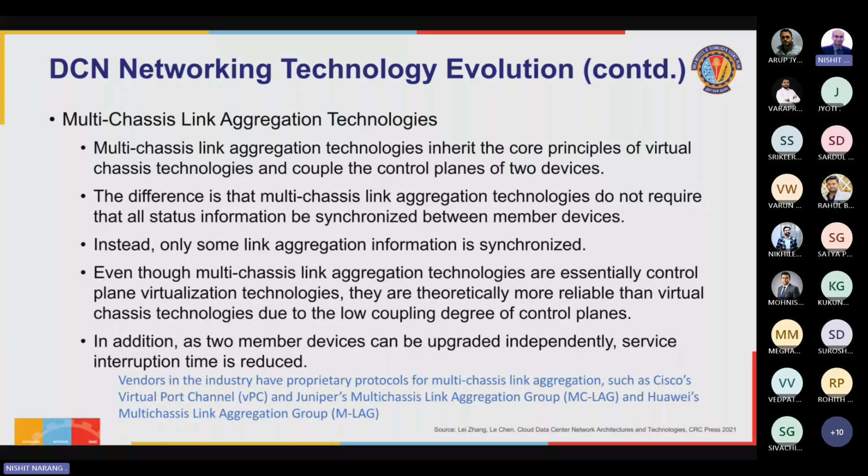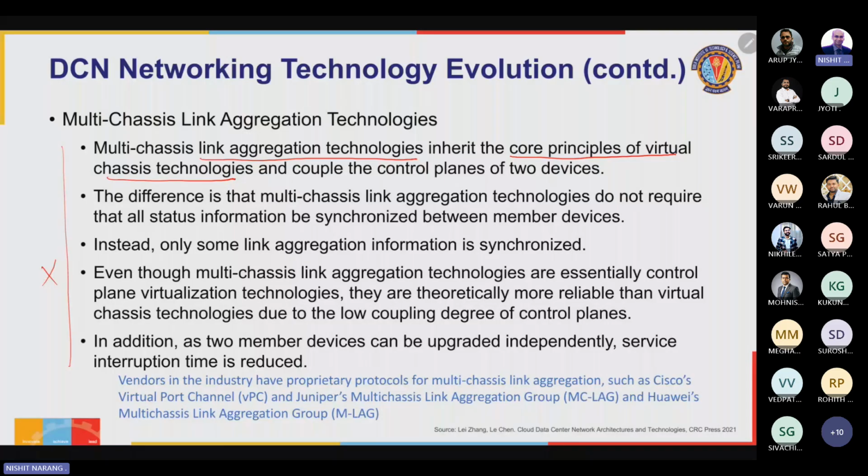So I'm actually skipping this slide because I've covered this earlier also: multi-chassis link aggregation technologies, which are basically an extension to the basic virtual chassis technology. You use the same core principles of virtual chassis technology, but you also use link aggregation technology to link together multiple chassis to create a multi-chassis topology. It's a further extension to virtual chassis, but I don't think we need to get into this level of detail. I'm just skipping this slide.